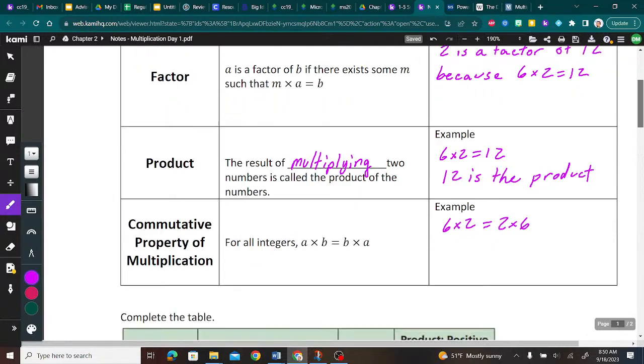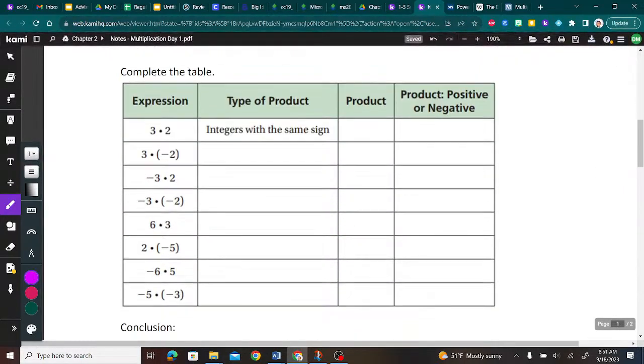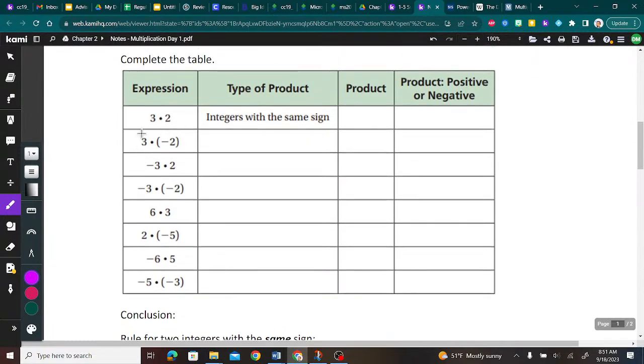With that in mind, we're going to take a look at some values in our table. 3 times 2, those have the same sign. 3 times 2 we know is 6, and we also see that the answer is positive. But 3 times negative 2 means negative 2 plus negative 2 plus negative 2. If we add 3 negative 2s together, we'll get negative 6. Now if we notice, the signs are different, and we notice that the answer is negative.